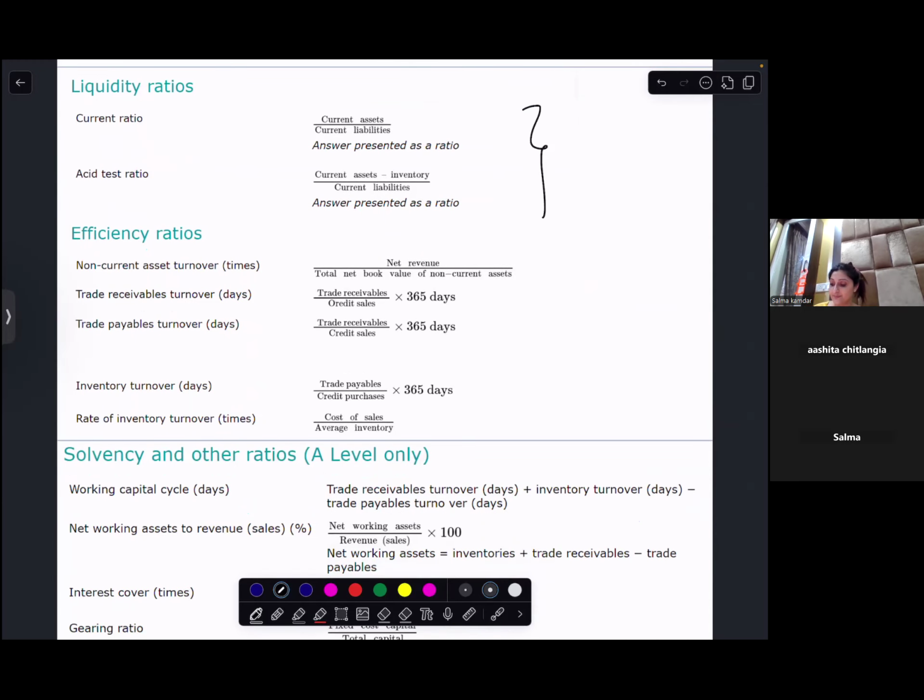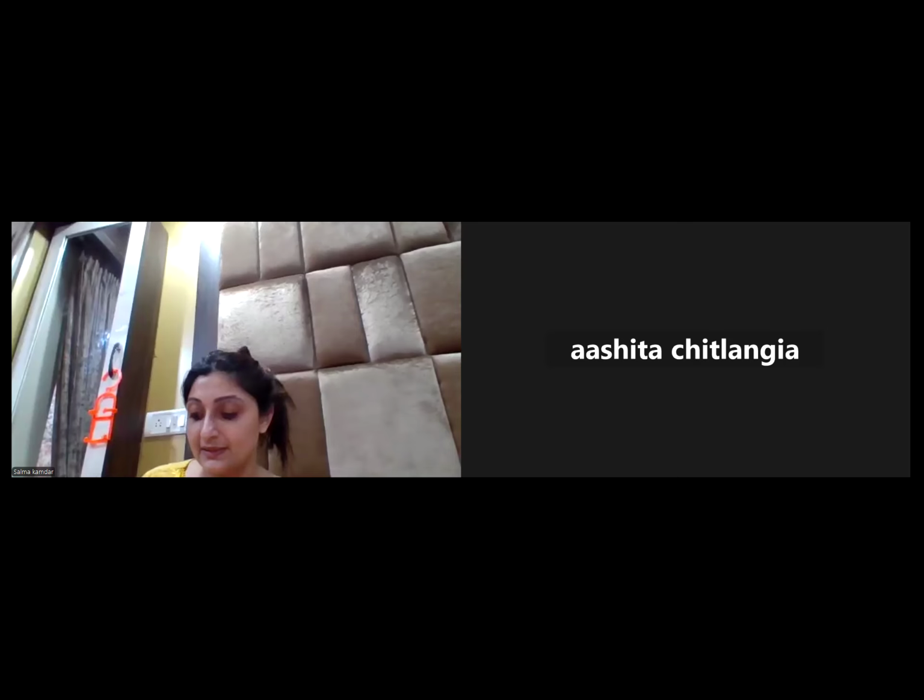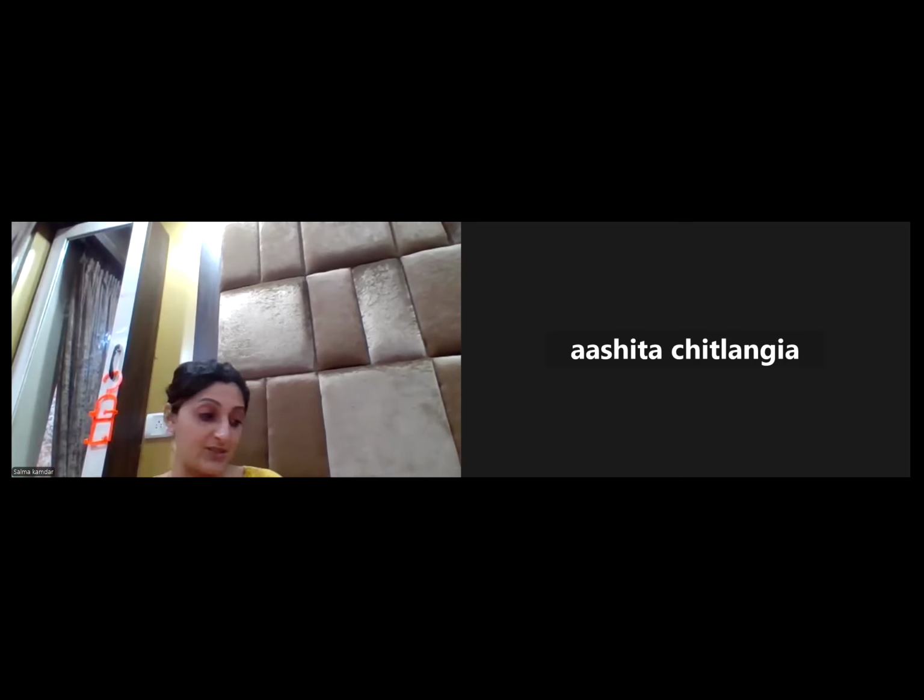Current ratio and asset test ratio. What is your current ratio? Current assets upon current liabilities. Asset test is current assets minus closing inventory upon current liabilities. Ideal current ratio, 1:1, 2:1. Asset test ratio is 1:1.